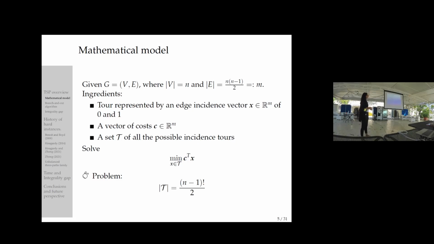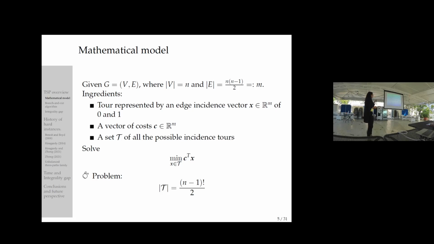Okay, so let's talk about the mathematical model. As I said, we have a graph, and I will always use the same notation. The cardinality of the vertices will always be n, and the cardinality of the edges is fixed, since the graph is complete, so it is computed in closed form and is always the same. The problem is how to represent a tour. The idea is that the tour is represented by an edge incidence vector, which is basically a vector of 0 and 1. Each entry is 1 if the edge is picked in the tour, and 0 if the edge is not in the tour.